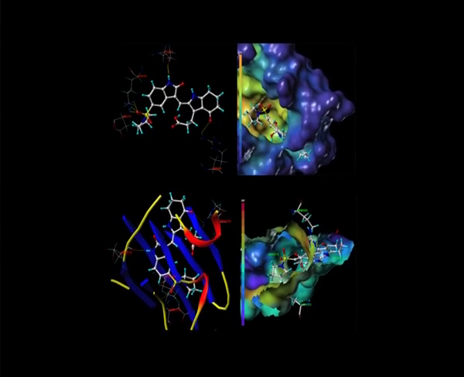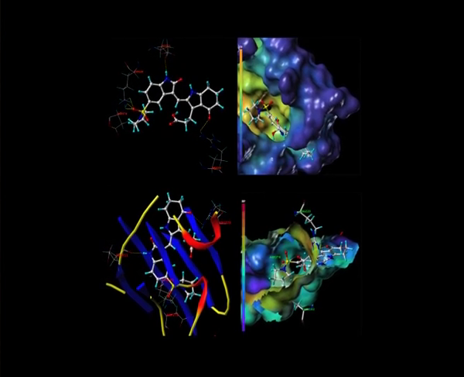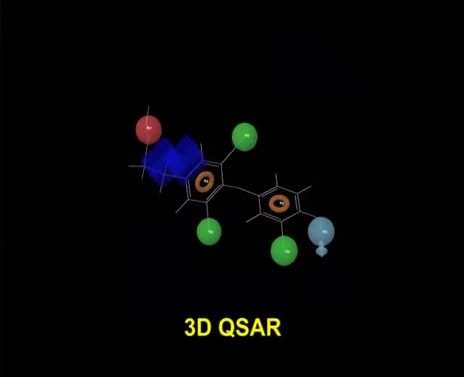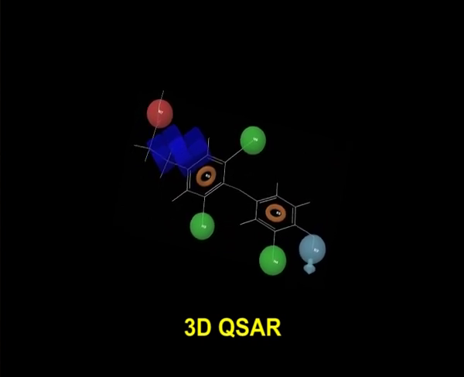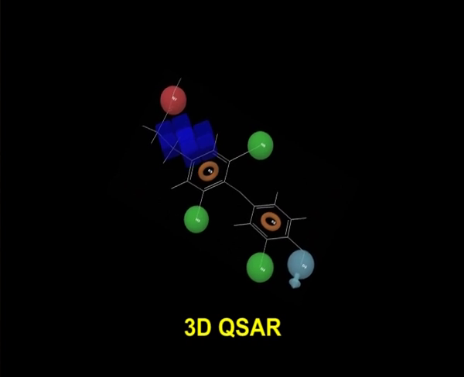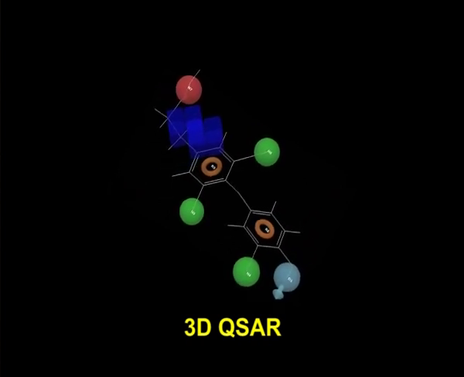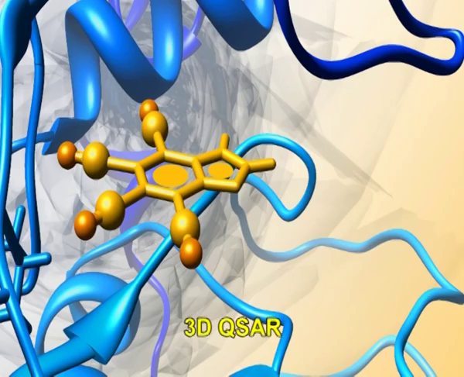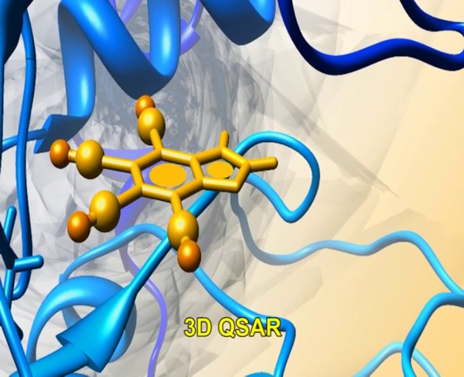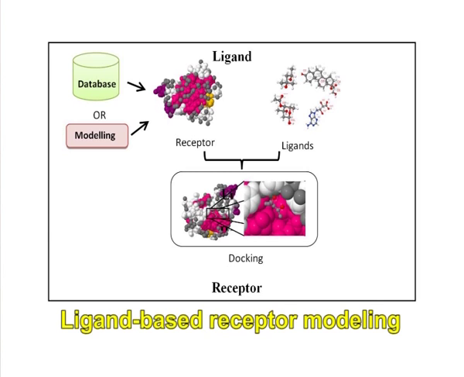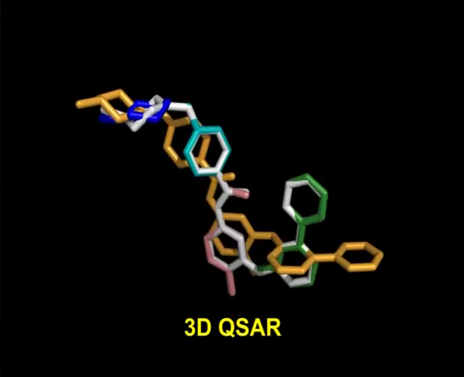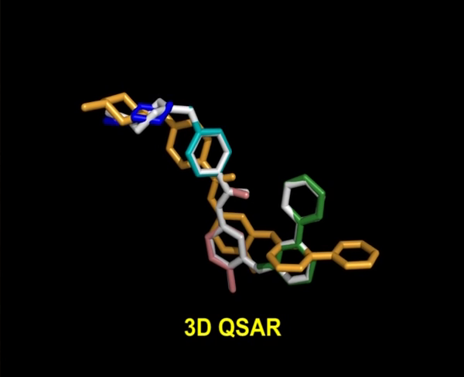3D QSAR analysis is based on descriptors derived from 3D representations of molecular structures. 3D QSAR gradually became popular with the development of fast and accurate modeling methods for the generation of 3D conformations and alignment of chemical structures. The most popular 3D QSAR method is comparative molecular field analysis, which was developed by Cramer et al. 3D QSAR is one of the most popular drug design methods in the area of ligand-based receptor modeling. 3D QSAR combines classical QSAR analysis and 3D ligand alignment into a powerful tool.